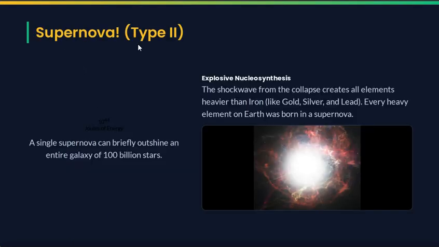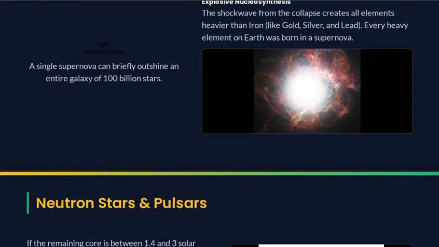And then we have a supernova type 2. It's beautiful. A single supernova can briefly outshine the entire galaxy of 100 billion stars. It's pretty bright. But when I stand to my light, that's pretty bright too. So I don't know how that can be brighter. But explosive nucleosynthesis: the shockwave from the collapsed core creates all elements heavier than iron, like gold, silver, and lead. Every heavy element on Earth was born in a supernova. Wow.